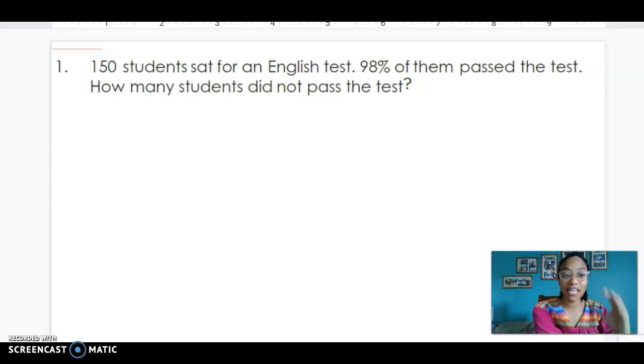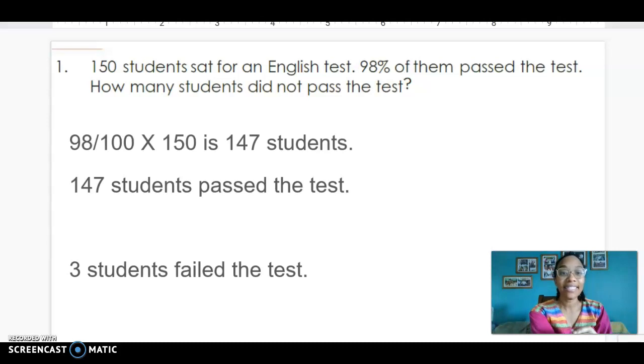We've already done understand, we've done plan. Now let's take action to answer. 98% of 150 is 147 students. We got that by multiplying 98 hundredths times 150. 147 students passed the test, so I can subtract that from the total number of students, 150, and that gives me the number of students who failed the test.